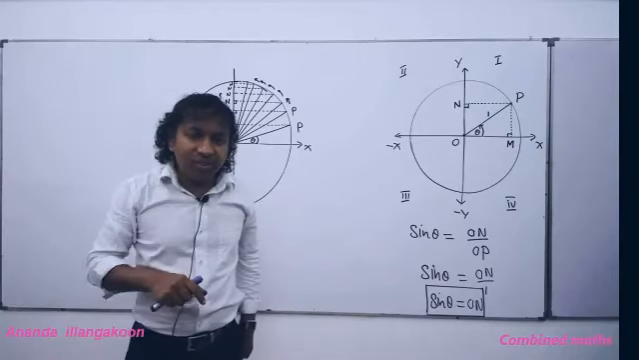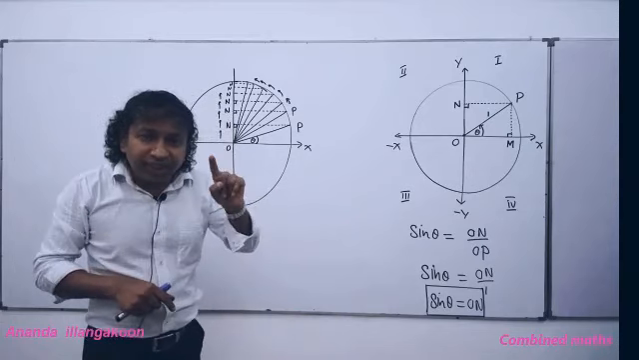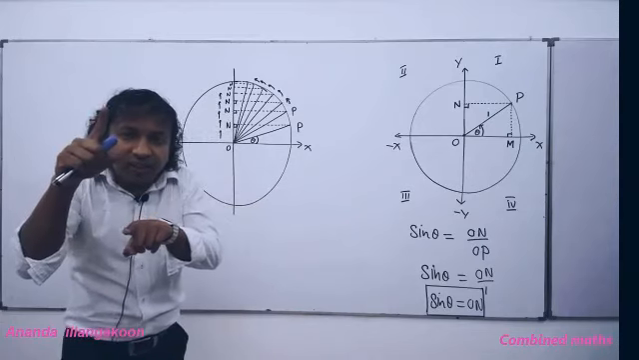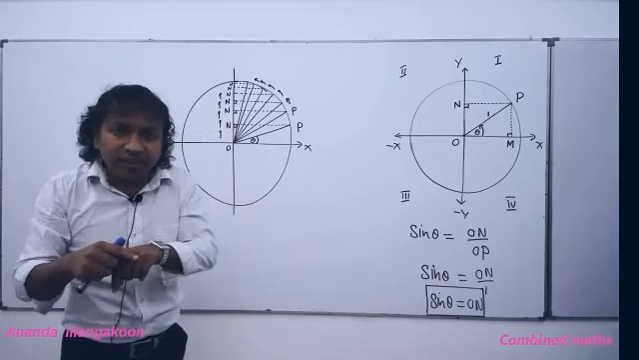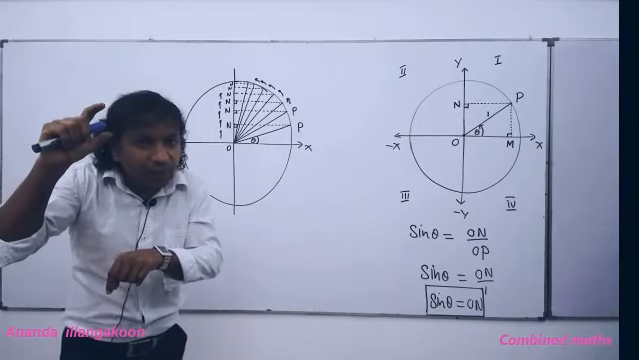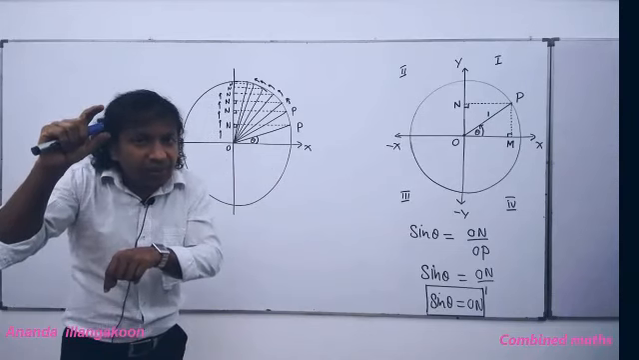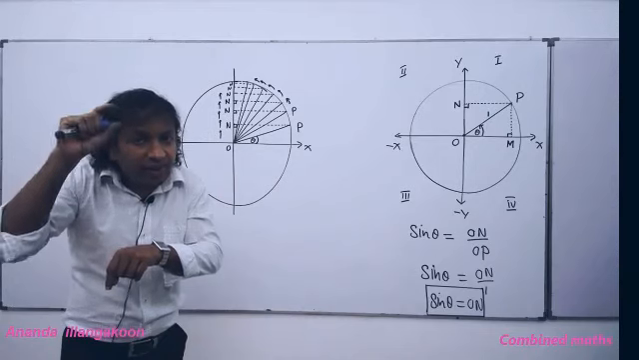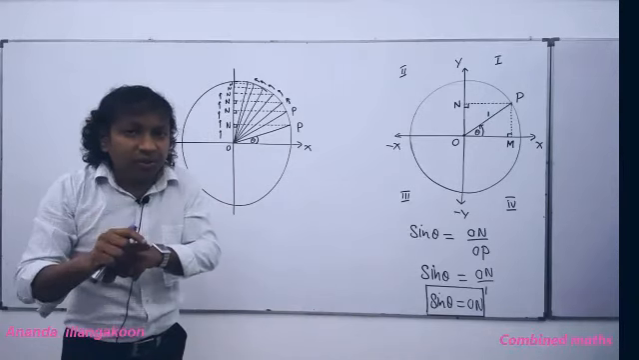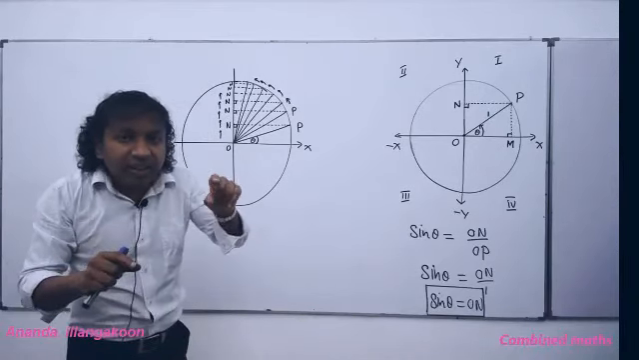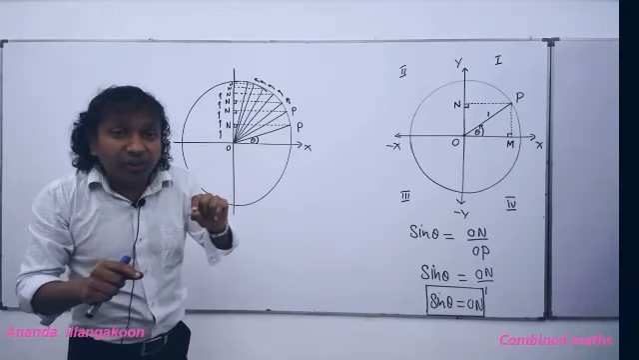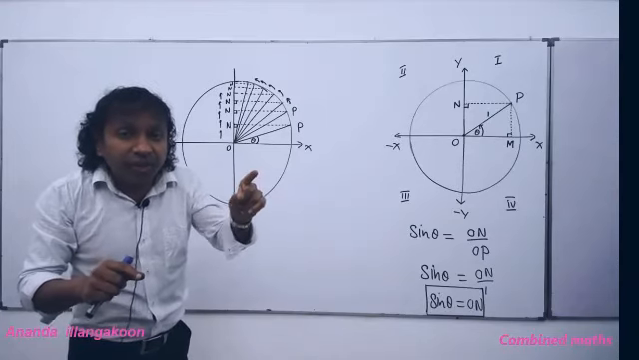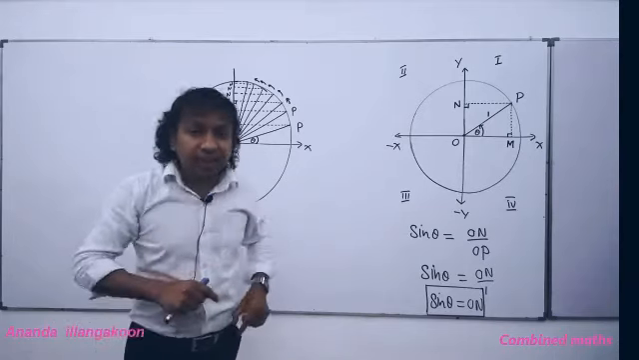You can very clearly see, people, when theta was at 80 degrees, when we increase it by 5 degrees, there is a particular increment in ON. Right? Greater than that increment of ON, there is a greater increment when theta is increased by 5 degrees when it was at 10 degrees.